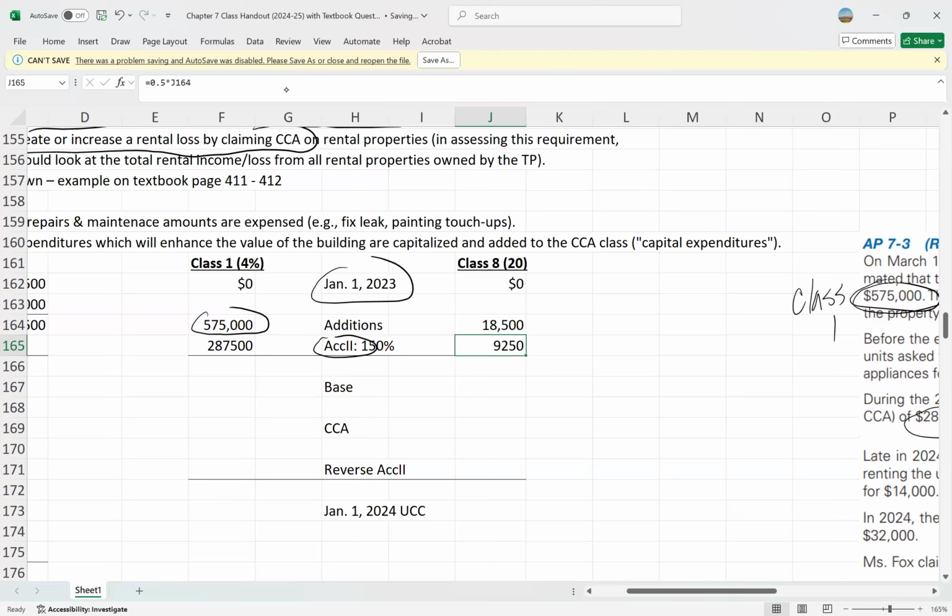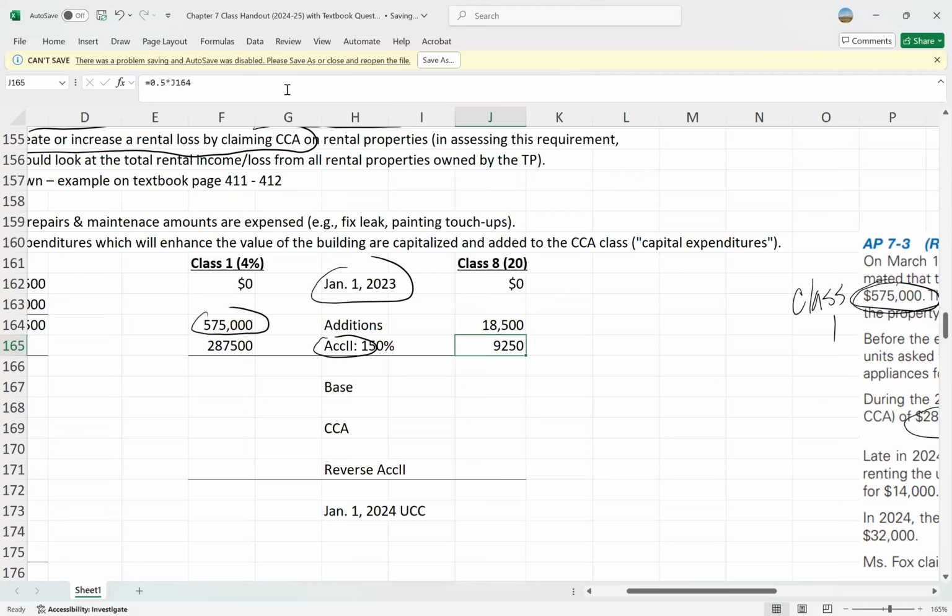November, I forget the exact date, but it was November 2018 to the end of 2023. That's when the accelerated investment incentive was at 1.5 or 150%. And then starting in 2024, it was just at a straight 100%. And remember, we talked about the half-year rule as well. An example we looked at last week was the half-year rule still applies to certain class 12 assets.